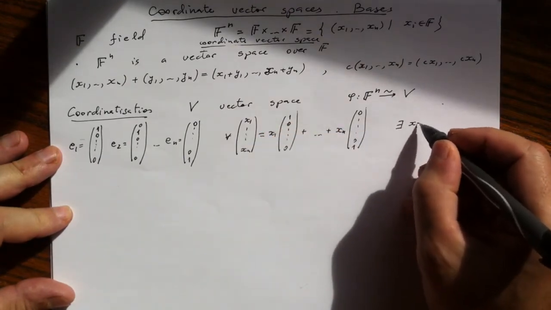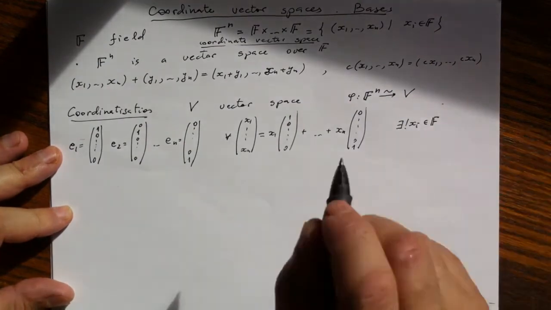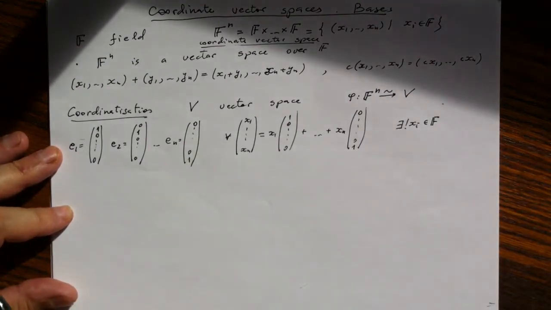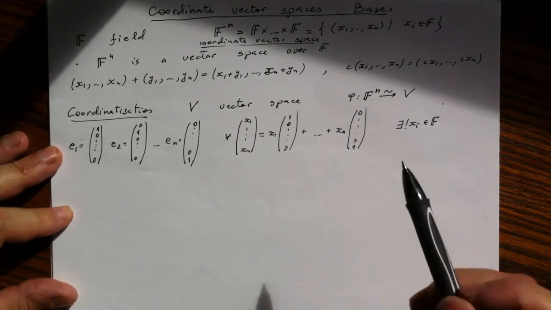So that is called the basis for just this property: for any vector I always have unique numbers, and they are unique, expressing my vector as what is called a linear combination.